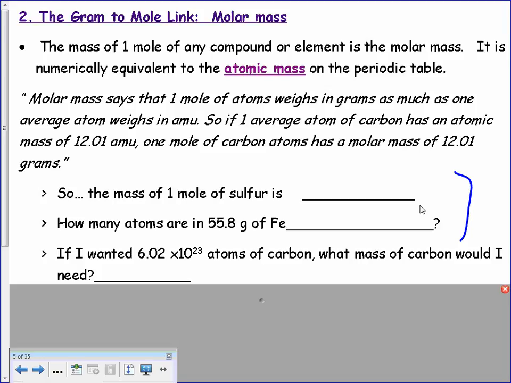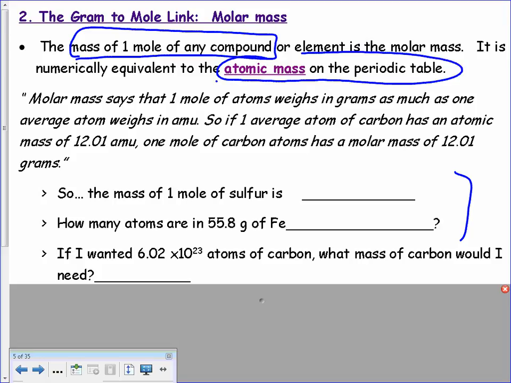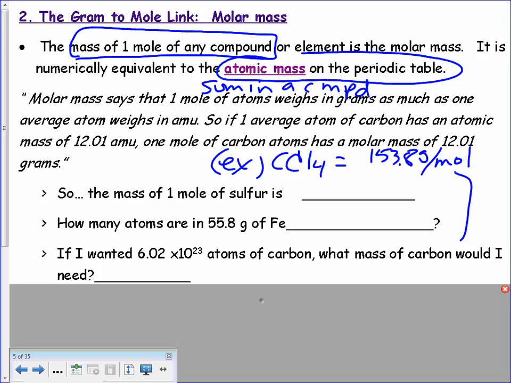So now we've transitioned from particles to molar mass. This is just a little bit more information on molar mass. The definition of molar mass is the mass of 1 mole of any compound or element, because it can be just a singleton by itself too, is equal to the atomic mass on the periodic table, which is the sum in a compound. So that's basically what we just did with our example of carbon tetrachloride. We said it weighed 153.8 grams per mole because we added it up. So that's all this is, grams per mole.